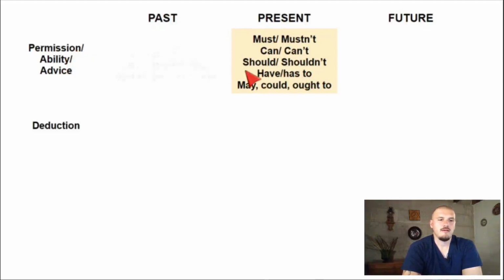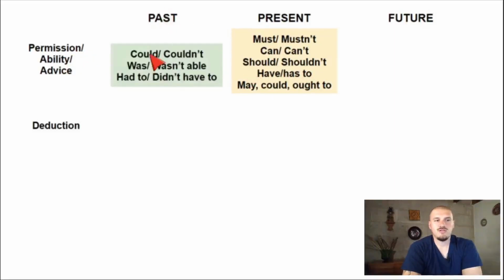Okay? In the past, we mentioned you can say could or couldn't. You can say was or was not able to, ser capaz de, and had to or didn't have to, okay? Different ways of talking about permission, ability, and advice in the past. No podía ir, I couldn't go. Or I wasn't able to go. Es otra forma de decir could not. No era capaz, no podía. No tuve que hacer el examen, I didn't have to do the exam, okay? Estamos hablando en el pasado.